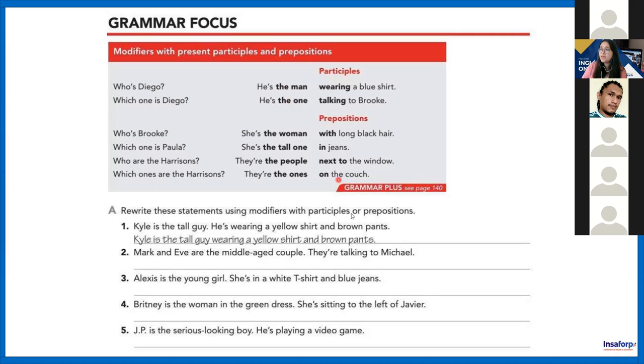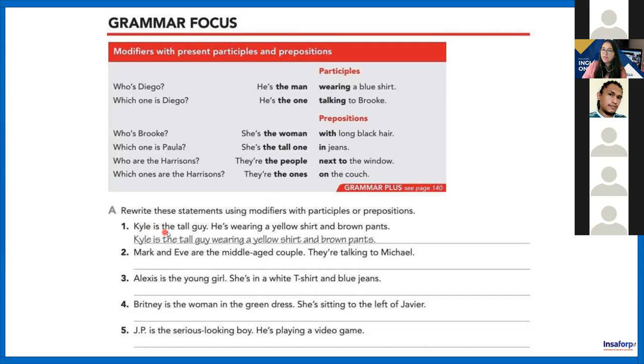Okay. So, let's practice. Y ahí you can ask, guys. So, we have to rewrite. Tenemos que escribir the sentences, right? Y lo tenemos que hacer just one. We have to use the modifiers with participles and the prepositions. Prepositions, don't forget, are these ones. Los participles son los que llevan ing. Okay, el verbo le vamos a agregar ing.